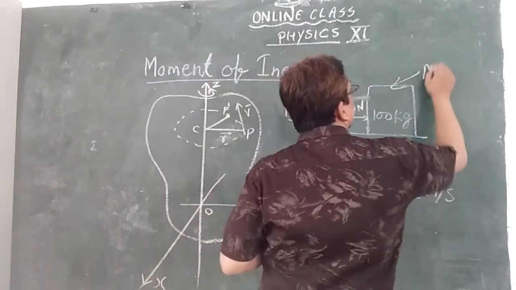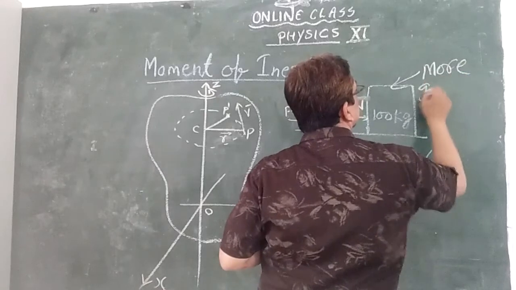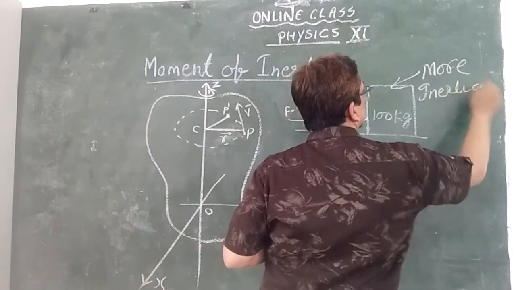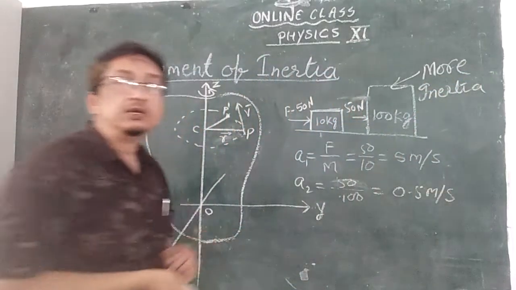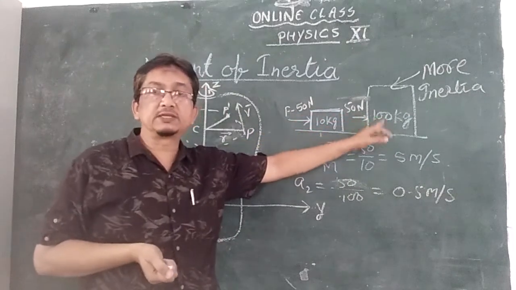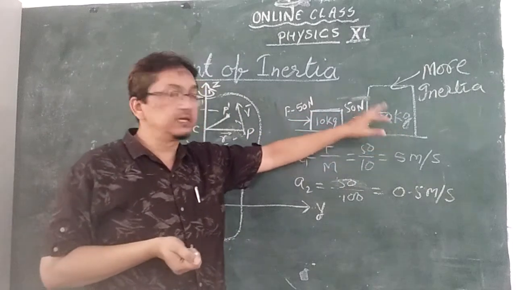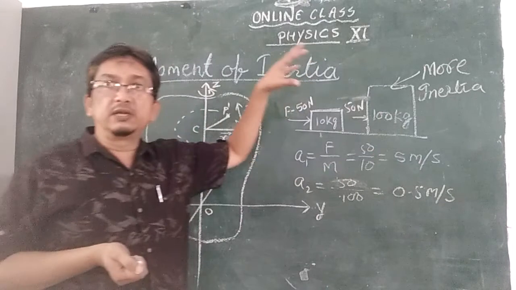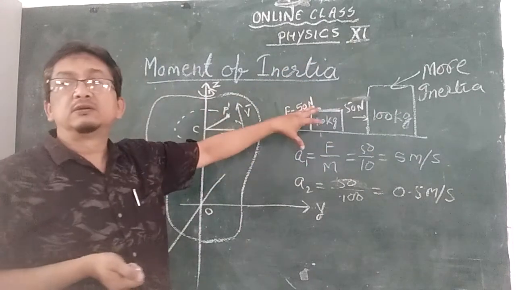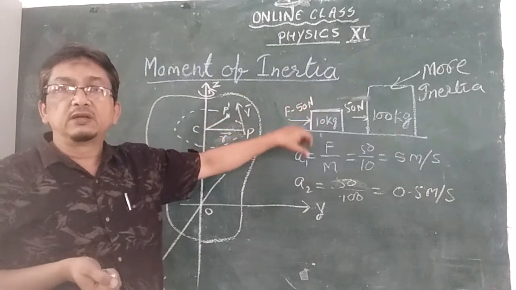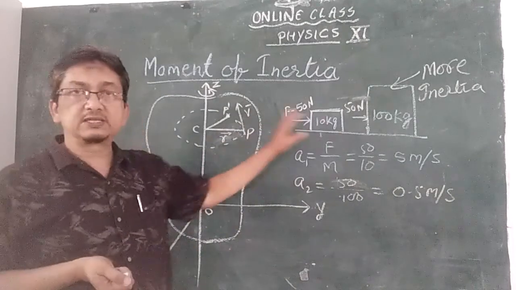Here, where is the inertia more? More inertia. Why? Due to the mass. Its mass is 100 kg. So it means its inertia is more than that of the other object which is 10 kg. So this is for translational motion.